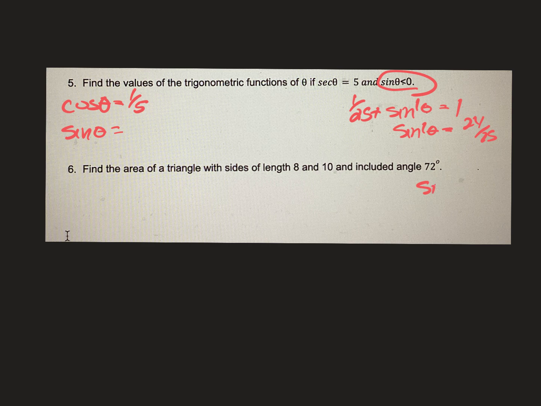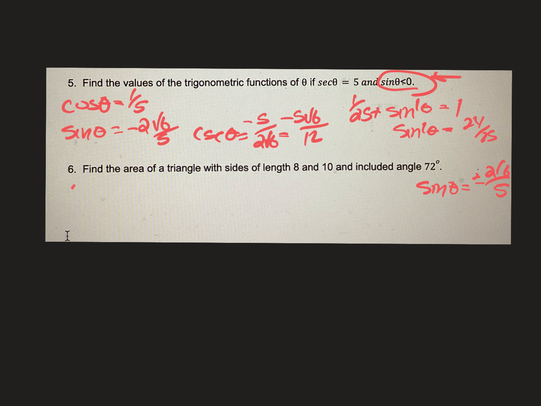Take the square root, and I'll get plus or minus. The square root of 25 is 5. The square root of 24 is really 2√6. Now the plus or minus is already decided for me. It says sine is less than 0, so I'm going to go negative 2√6 over 5, which means my cosecant, if I flip that, I would get negative 5 over 2√6, which means I would take the square root of 6 to the top, take it out on the bottom.